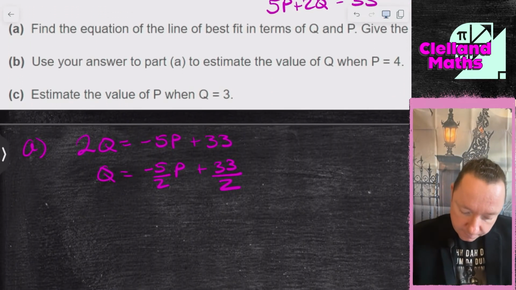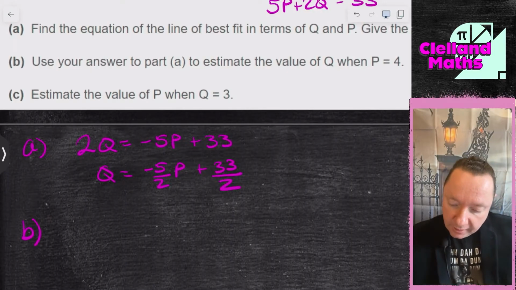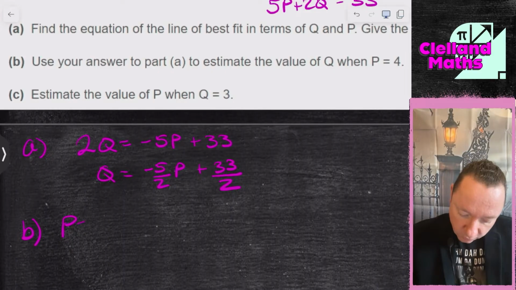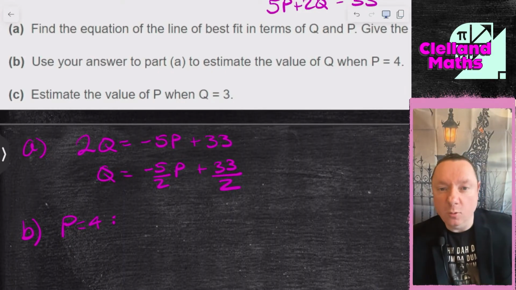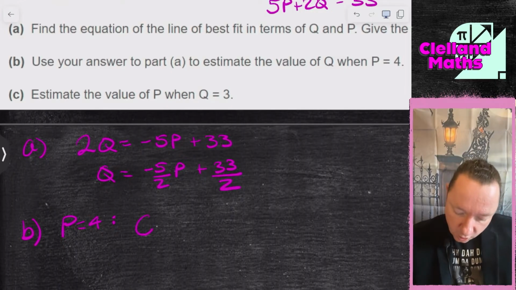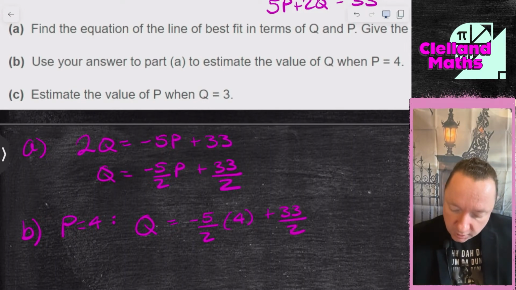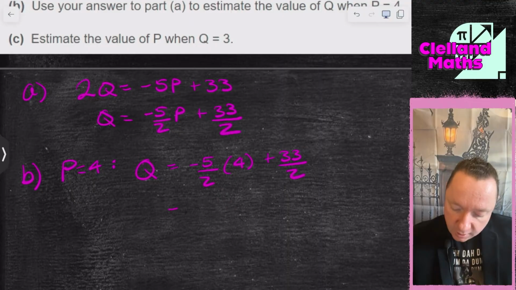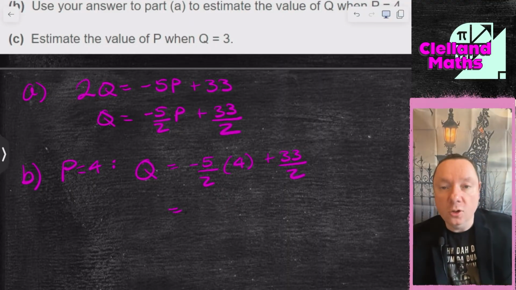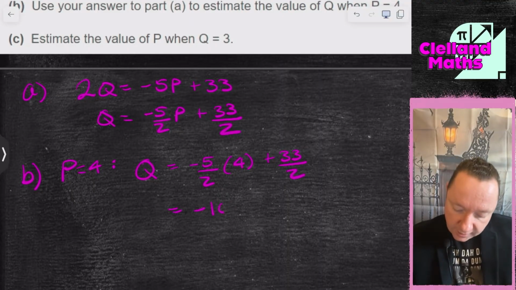Now part B. Use your answer to part A to estimate the value of q when p is 4. So p is equal to 4. So I take my equation, which is why I've written it as q equals. It'll just make it easier to work with. q equals minus 5 halves of p, well, p is 4, plus 33 over 2. So it's just substitution. I need to work out my numbers here. Well, 4 divided by 2 is 2. 2 5s is 10. So it's minus 10.